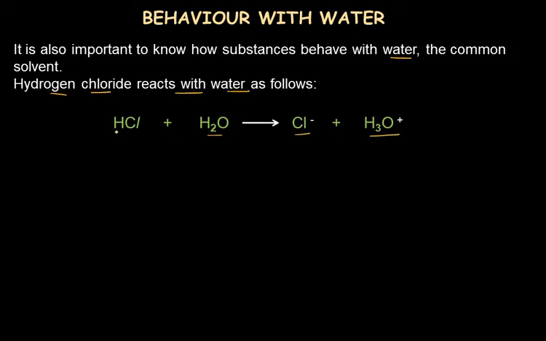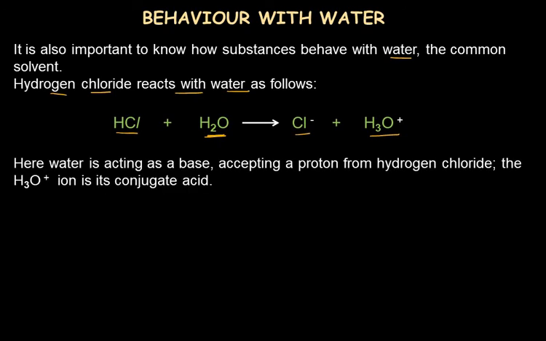So we can say that hydrochloric acid donated its proton or hydrogen ion to the water. That is the reason that in this reaction, water is acting as a base as it accepts a proton from the hydrogen chloride, and here hydronium ion is the conjugate acid of the base water. Now in the same way, water also reacts with the ammonia.